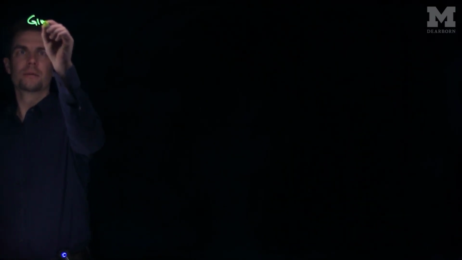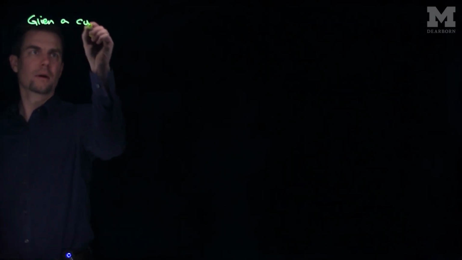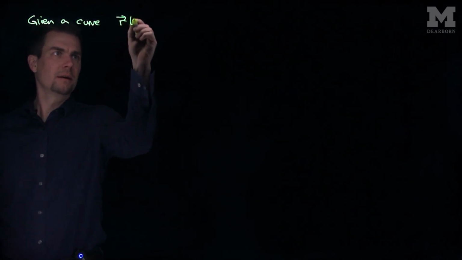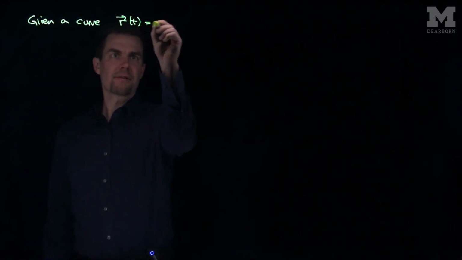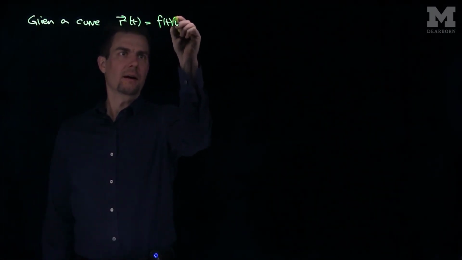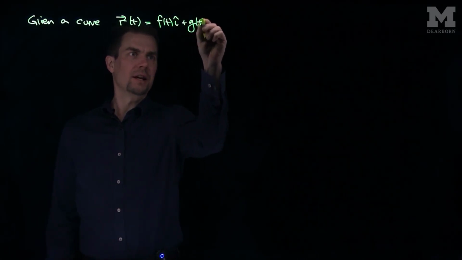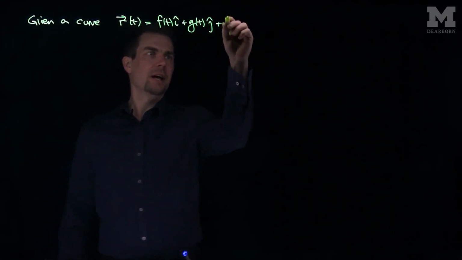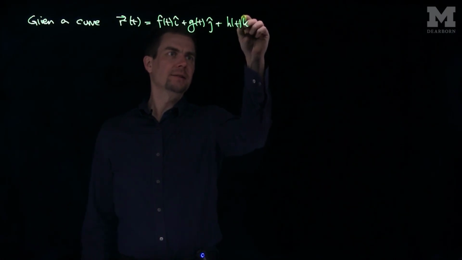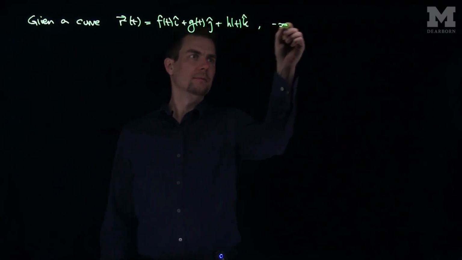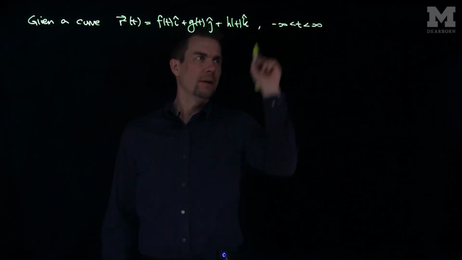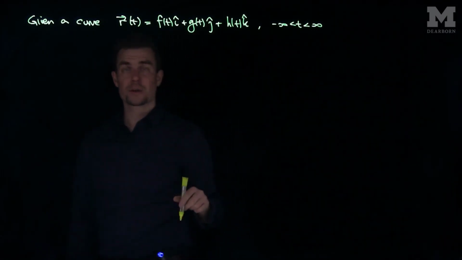Hello students, in this video we'll discuss arc length parameterization of a curve. If we're given a curve r of t, which is f of t i hat plus g of t j hat plus h of t k hat, for t between negative infinity and infinity, we can perform ordinary calculus on this curve.